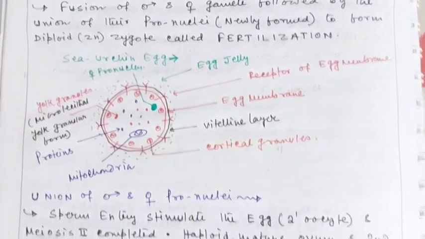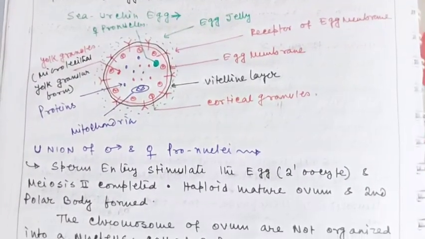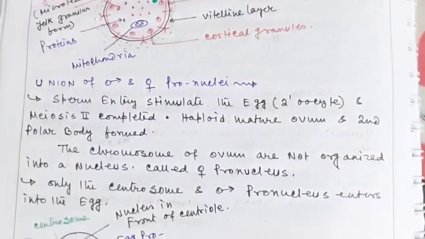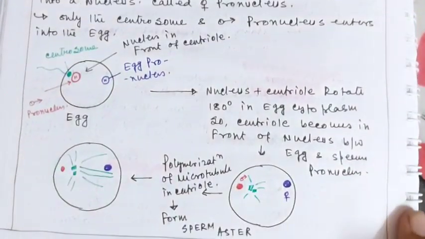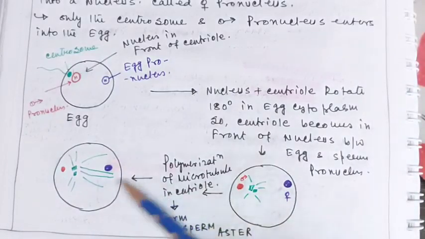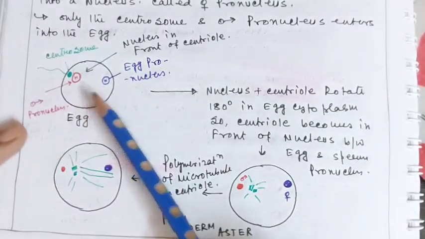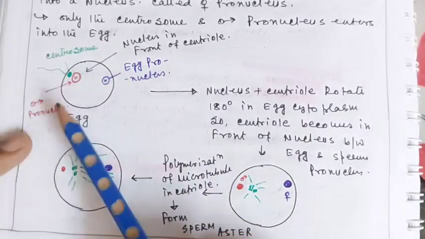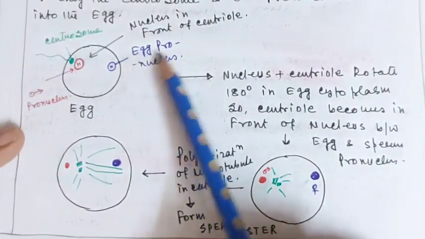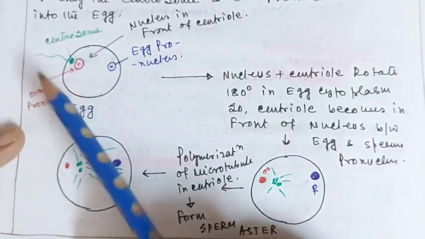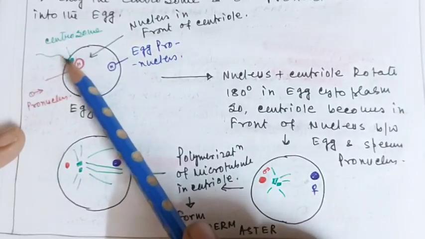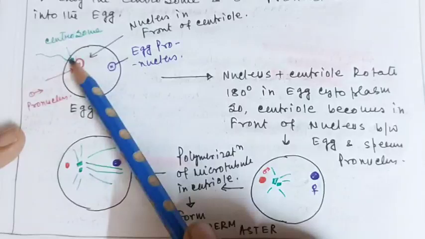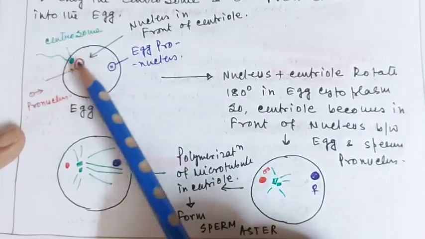The ultimate target of fertilization is the union of male and female pronuclei. First we will see how these male and female pronuclei are united. Sometimes you become confused about this process, and here is a clear-cut diagram about the union of male and female pronuclei. In an egg you can find the egg pronucleus, but when the sperm membrane fuses with the egg membrane, the sperm releases not only its pronucleus but also the centrosome. So this is the centrosome of the sperm and this is the sperm pronucleus.